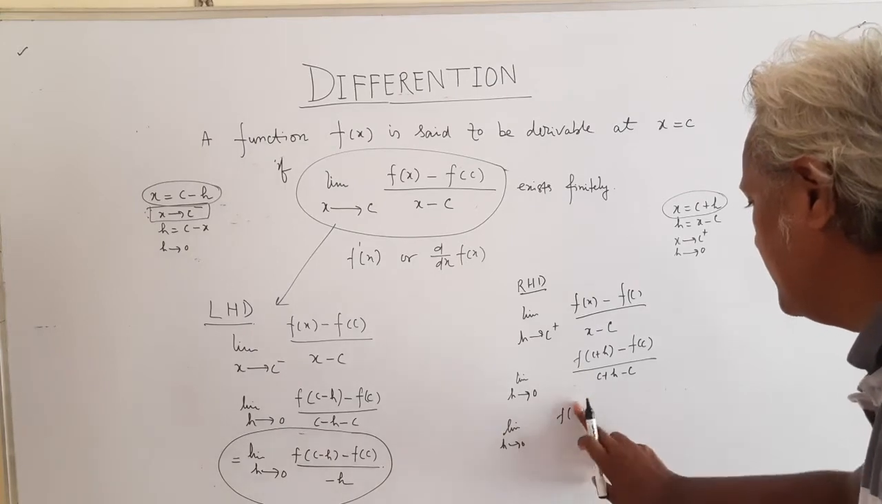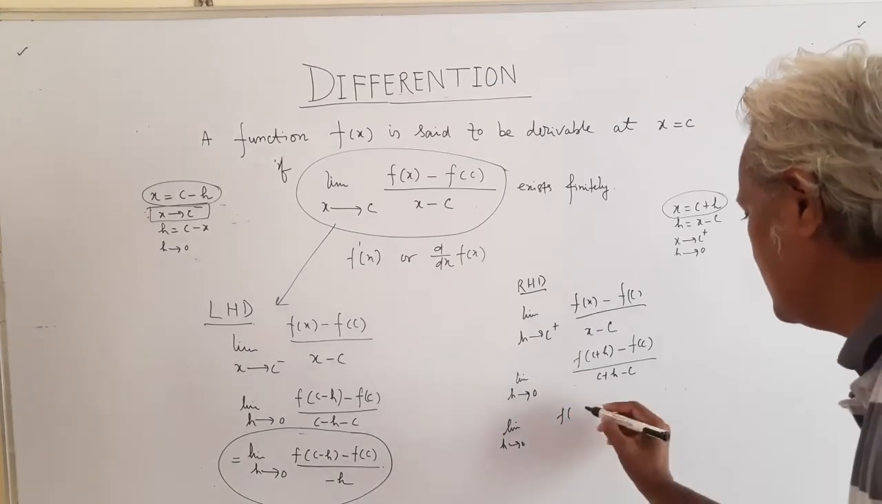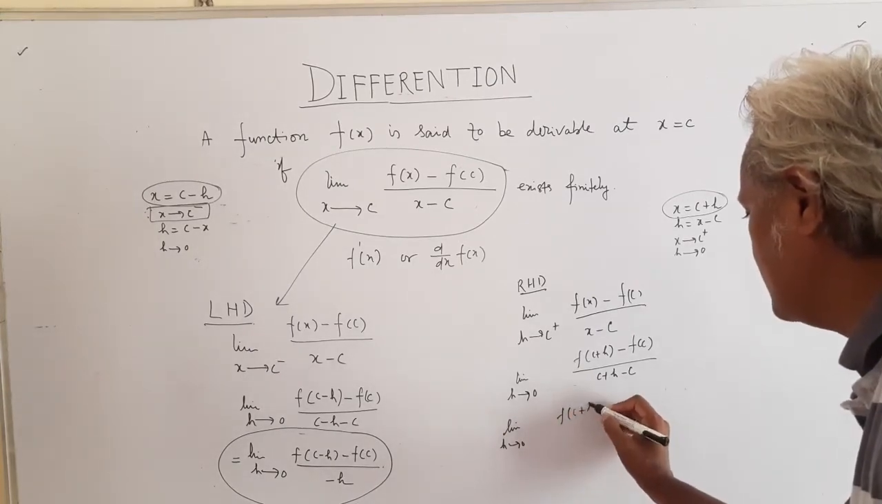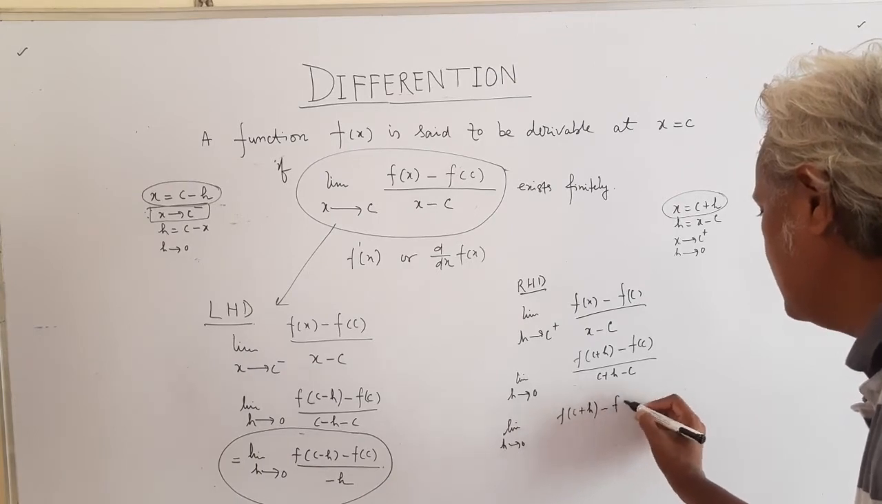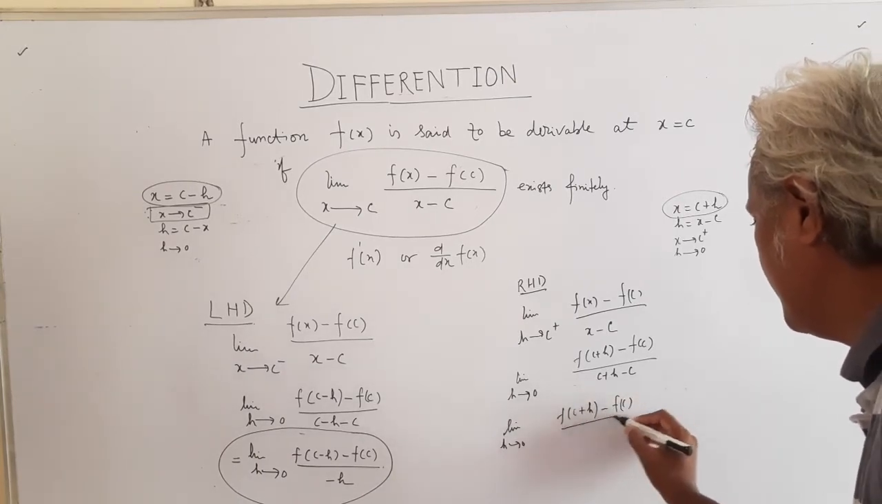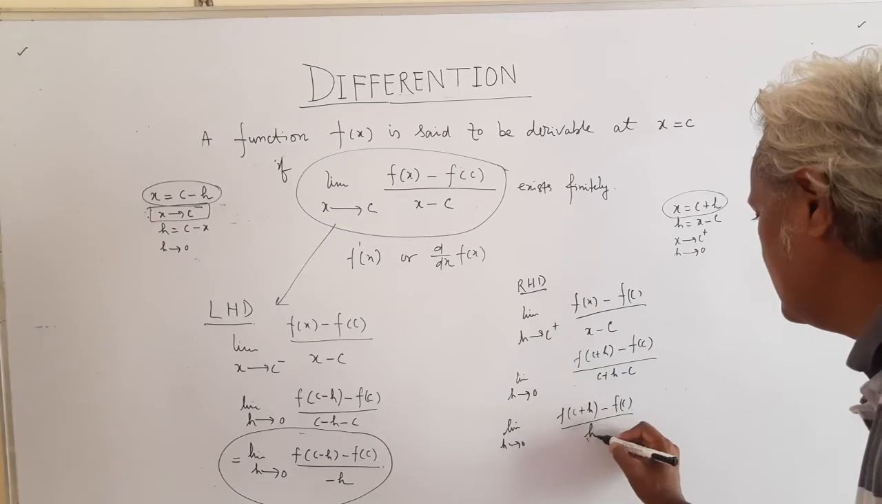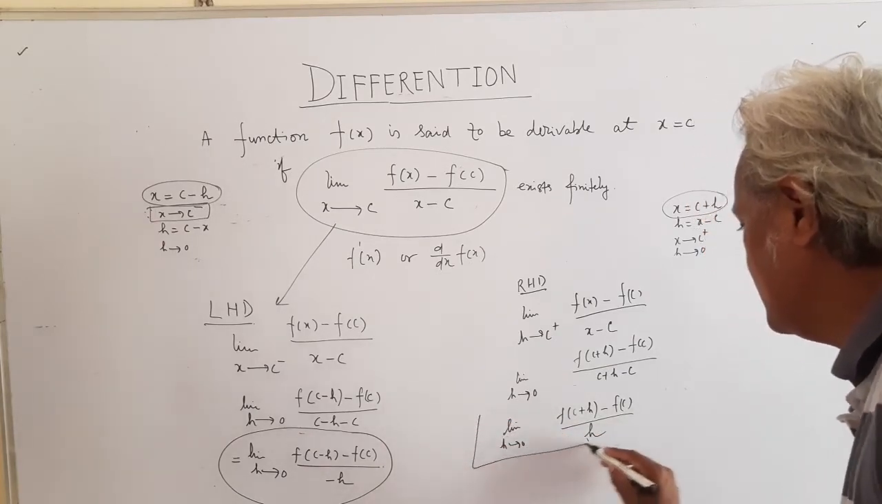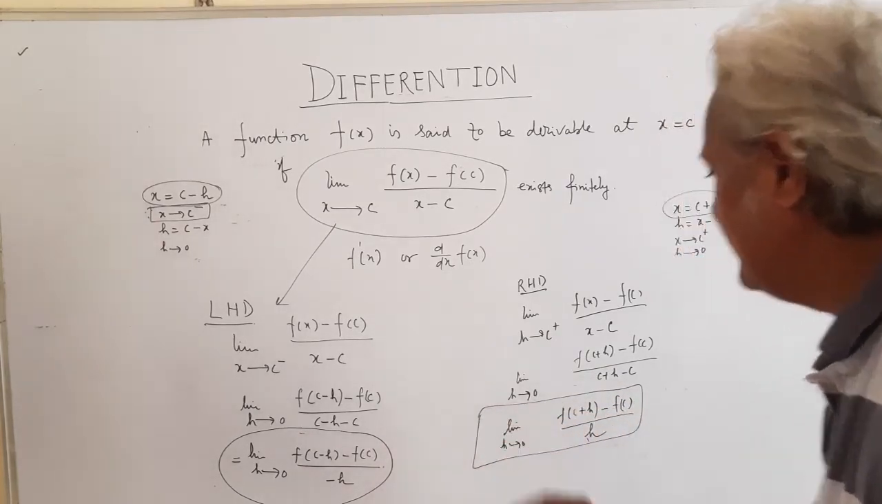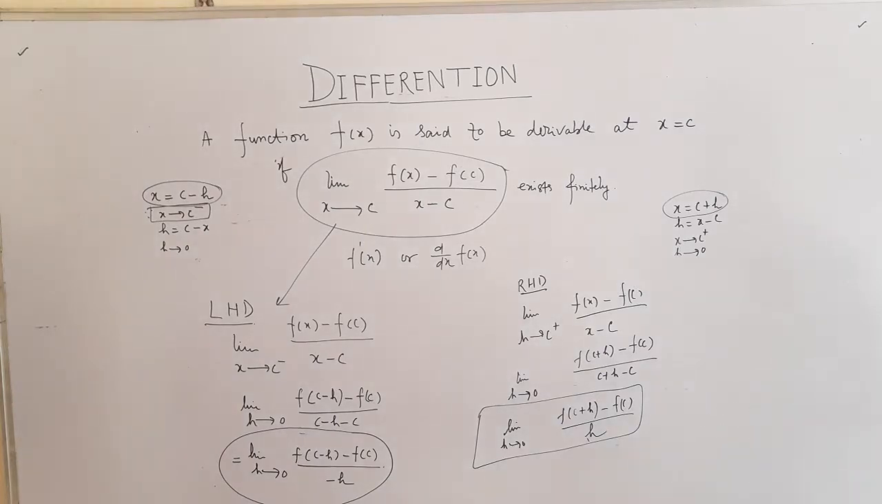This is proper substitution so that we avoid the confusion. Minus f(c) over c, and c cancel, so this is h. So this is your right hand derivative, and if these two values are equal, then the derivative is said to exist.